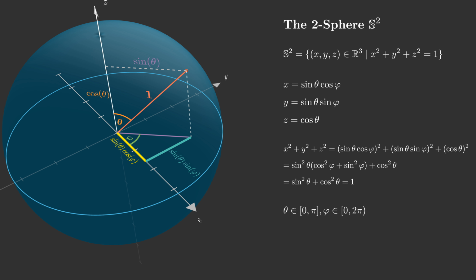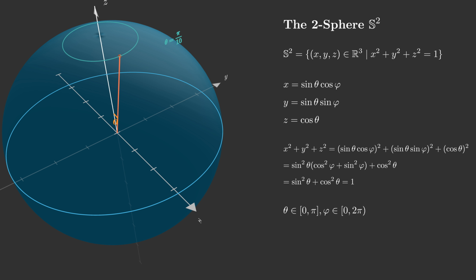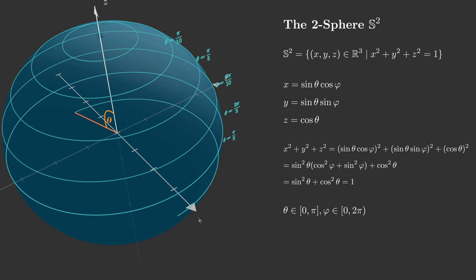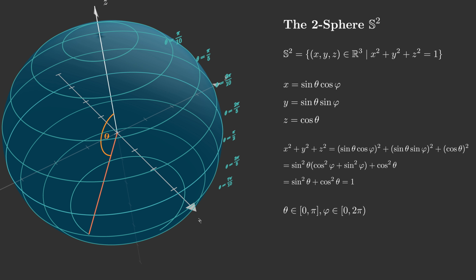If we fix theta and vary phi, we trace a latitude, a horizontal circle parallel to the equator. Each latitude is the set of all points on the sphere at a constant height, where z equals cosine of theta. If we fix phi and let theta vary from 0 to pi, we trace longitude curves, half circles on the sphere connecting pole to pole.